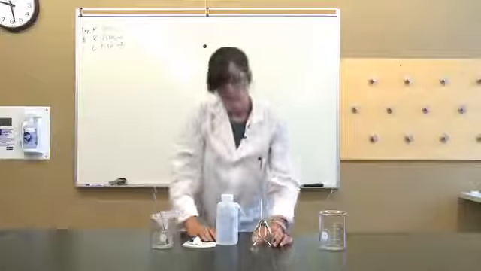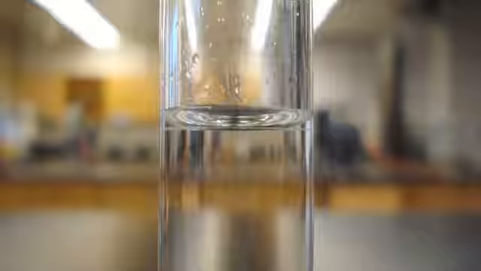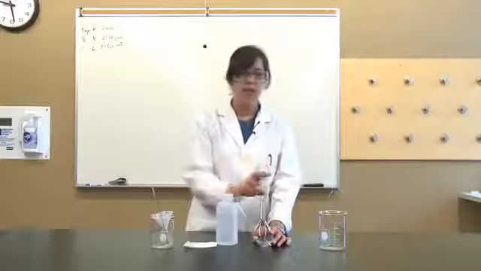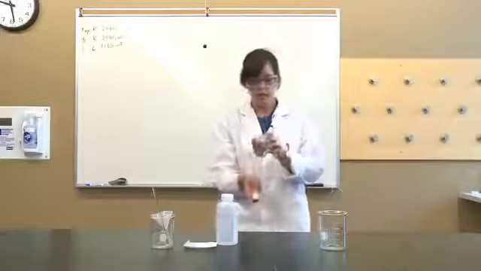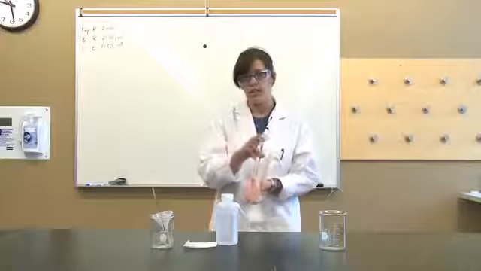If you're still unsure about doing this with the squeeze bottle, make sure to use a dropper instead. The bottom of the meniscus should lie exactly on the graduation. Now cap your flask and invert it several times to mix. Make sure to do this 15 to 20 times to ensure that your solution is thoroughly mixed.